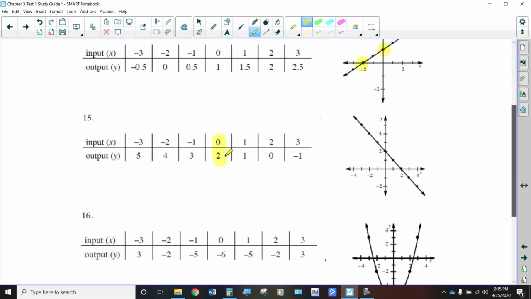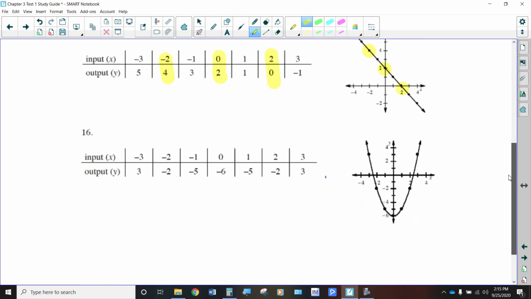Here your y-intercept is at 0, 2. That's right there. And there's your 2, 0. That's right there. And maybe your -2, 4 is right there. And then the last one was actually a parabola.